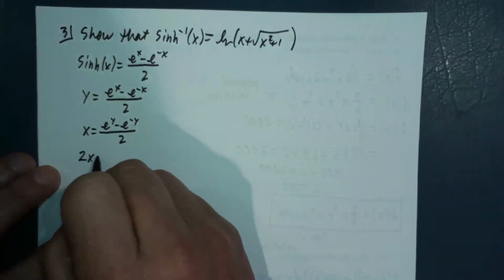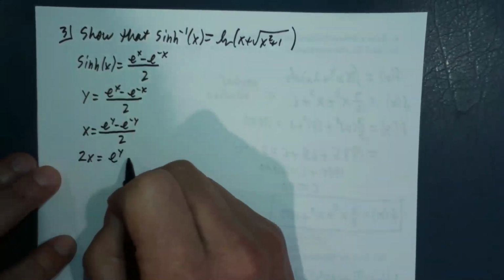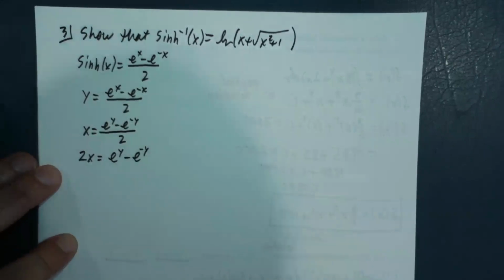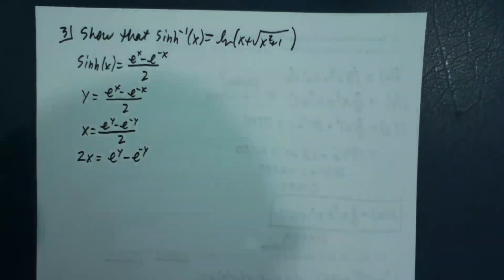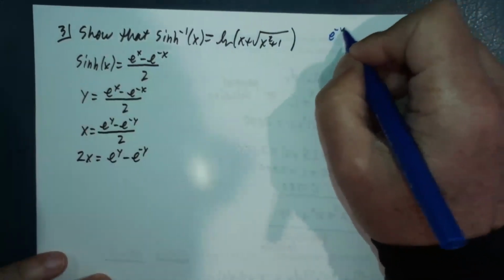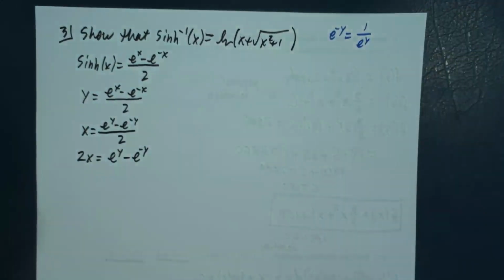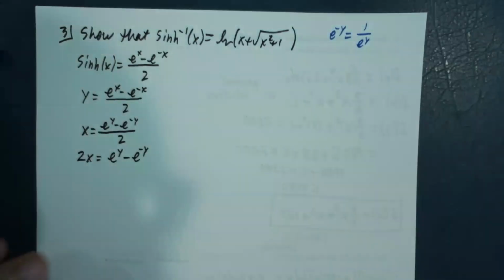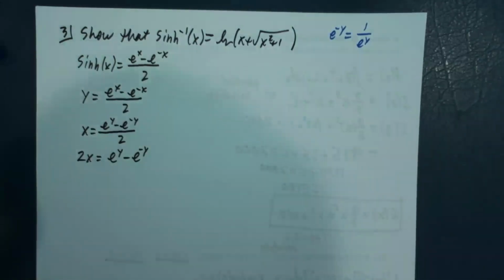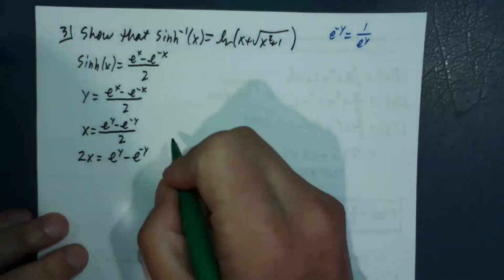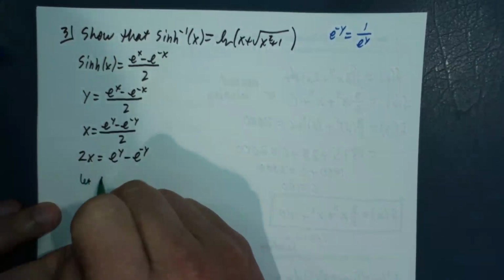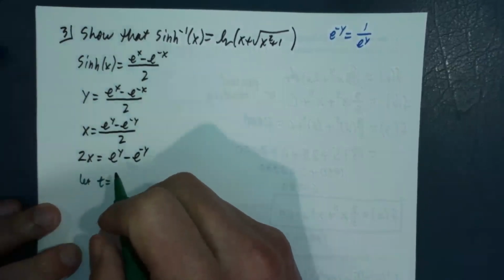So 2x equals e to the y minus e to the negative y. Remember, e to the negative y is that 1 over. So I'm actually going to multiply through by e to the y. Actually, before I do that, let's change this up a little, just to make it a little bit easier. I'm going to let t equal e to the y.